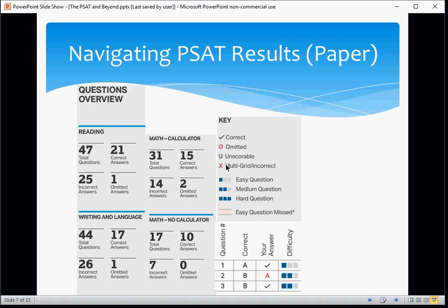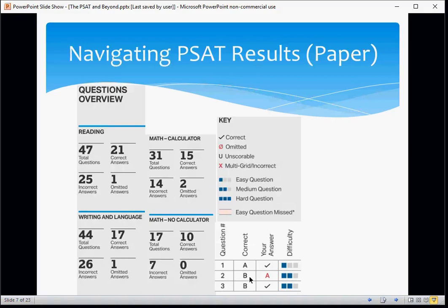Then if we look over here on the key, in the score report that you have received for your student, you'll have a breakdown for every question, and they'll tell you whether the student answered it correctly or incorrectly, or if they omitted it. It also tells you the difficulty level of the questions. For question number 1, the correct answer is A. The student answered it correctly, so there's a check mark, and this is considered an easy level question.